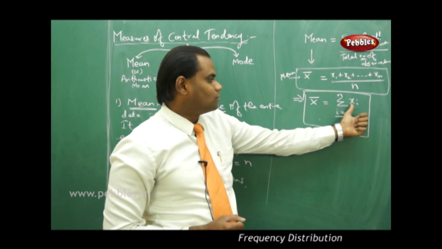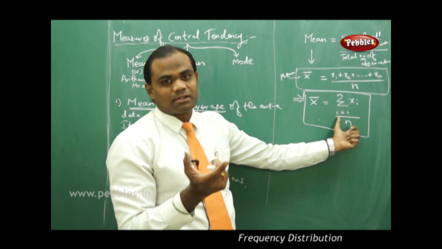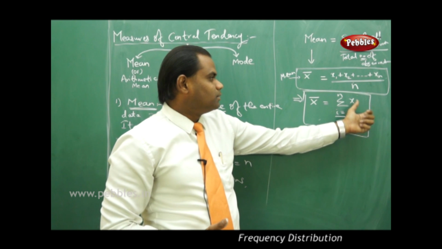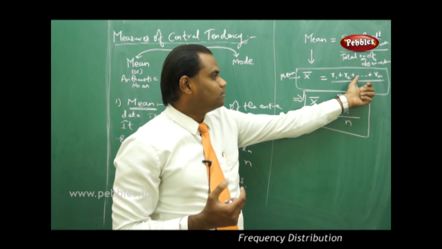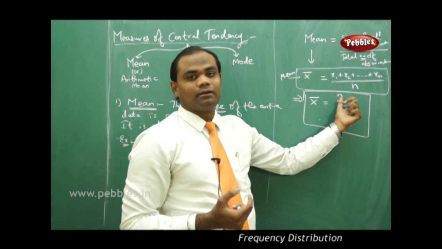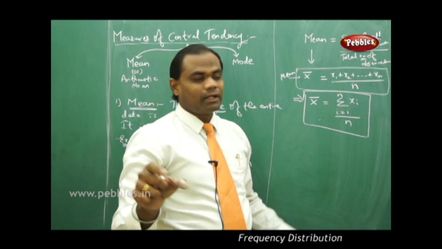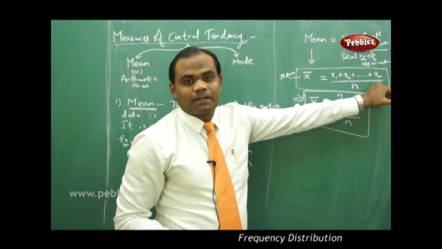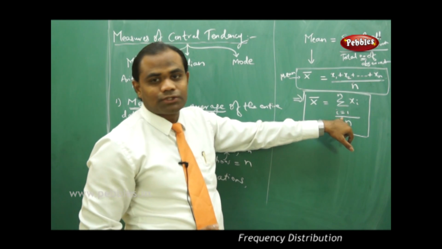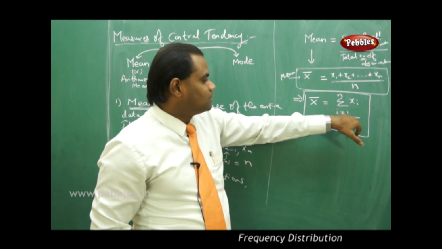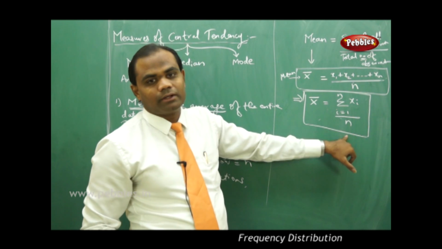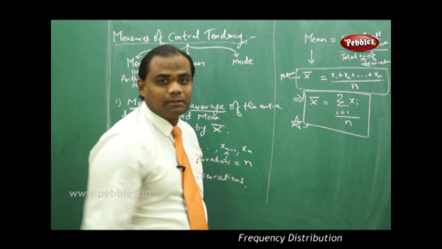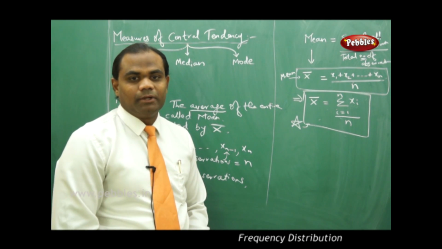I equal to 1 would give me x1, then the next summation term, I equal to 2, would give me x2, then I equal to 3 would give me x3, and then the last, I equal to n, because I ranges from 1 to n in this case, gives me xn. So this can be written in the shortcut form as sigma I equal to 1 to n xi, whole divided by n. So this is the basic formula for mean or arithmetic mean.